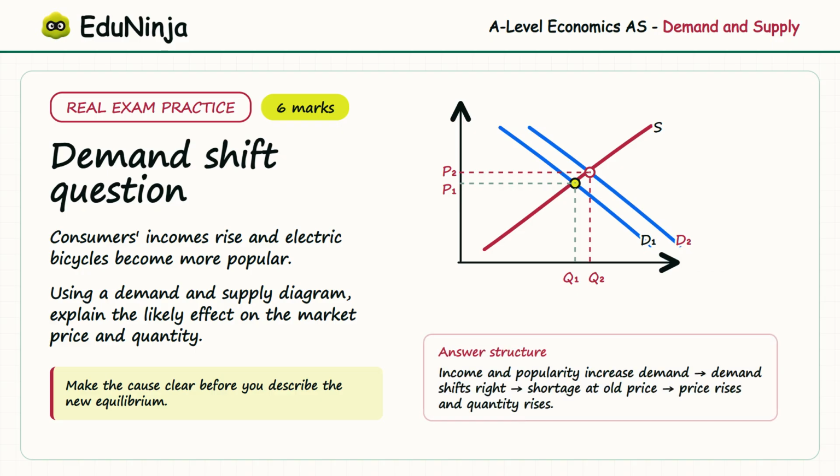A strong answer says income and popularity increase demand. Demand shifts right, shortage at the old price. Price rises and quantity rises. Notice both outcomes are included, not just price.